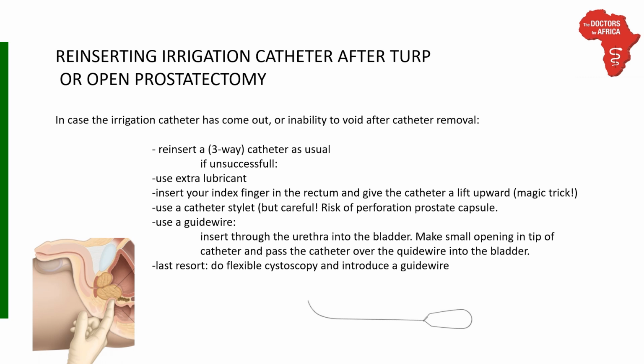Safely is to use a guide wire. Insert this through the urethra into the bladder, make a small opening in the tip of the catheter and pass the catheter over the guide wire into the bladder. Last resort, do a flexible cystoscopy and introduce a guide wire.